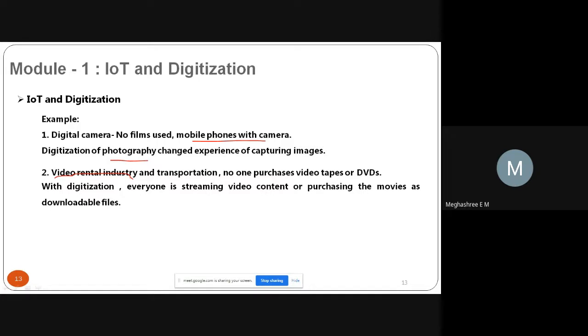You can just download it with your login, wherein you have to have a subscription for the respective application, right? So in this way, the video rental industry has also been digitized. Next, let's consider the next field, that is transportation.